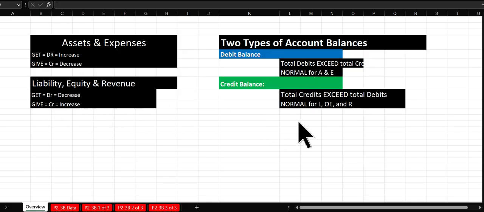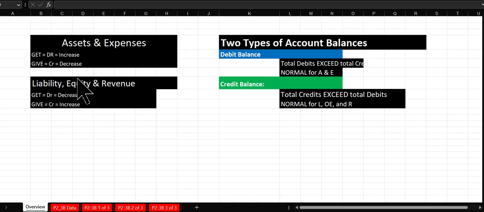So again, the normal balance for assets and expenses will be referred to as a debit because it's normal for the debit side, the left side, to be greater than the credit side. And for liability, equity, and revenue, it is normal for the credit side to be larger than the debit side.